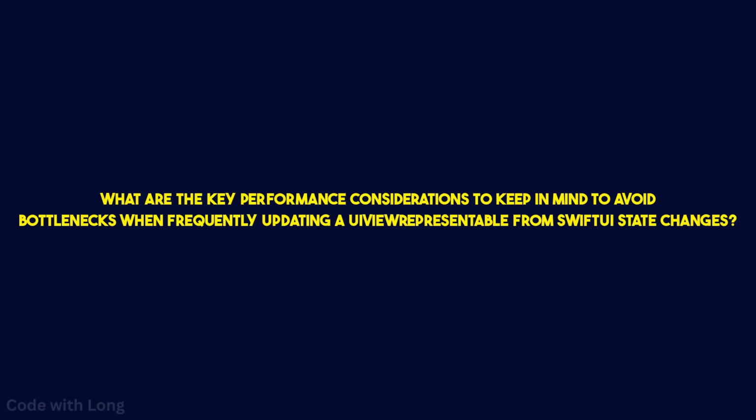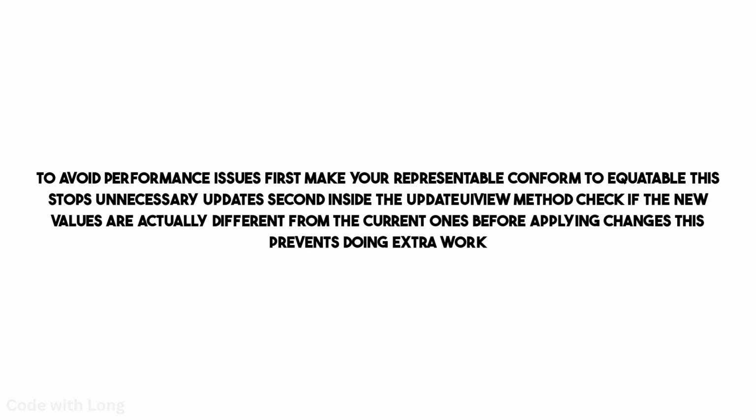What are the key performance considerations to keep in mind to avoid bottlenecks when frequently updating a UIViewRepresentable from SwiftUI state changes? To avoid performance issues, first, make your representable conform to Equatable. This stops unnecessary updates. Second, inside the updateUIView method, check if the new values are actually different from the current ones before applying changes. This prevents doing extra work.